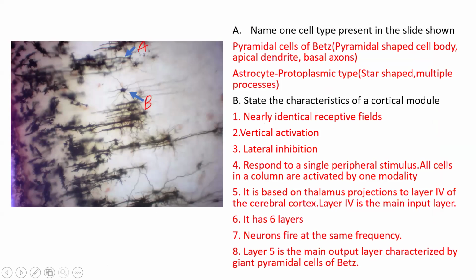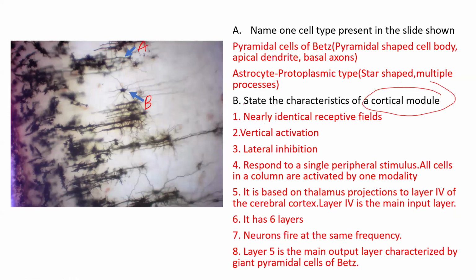Okay, A is the pyramidal neuron, B is a protoplasmic astrocyte. We have two types of astrocytes, one in your gray matter, another one in your white matter. The one in the gray matter is the protoplasmic, the one in the white is the fibrous. And then cortical module refers to the basic functional unit of the cerebral neocortex. So the basic functional unit of that neocortex is what is known as a cortical module.